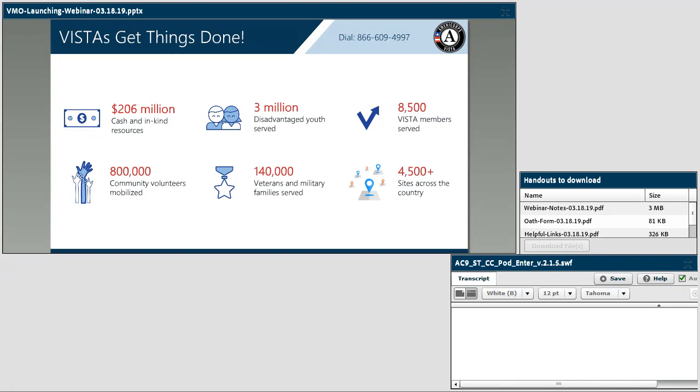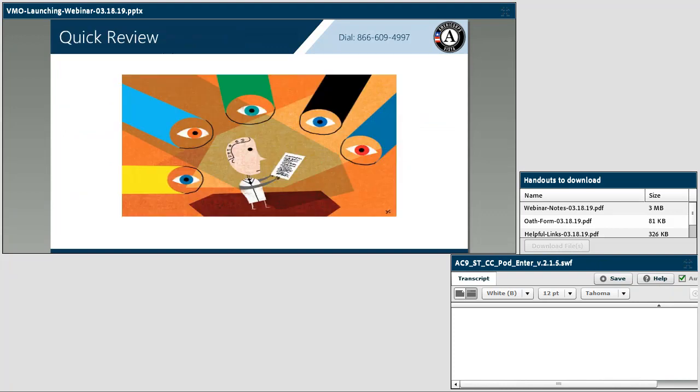Likewise, programs supported by VISTA members served some 140,000 veterans and military families. And in a single year, about 8,500 VISTA members built the capacity of more than 4,500 nonprofit and public agencies. About 70% of VISTAs serve in their own hometown. And since 1965, more than 220,000 VISTAs have served. So again, these are just some of the remarkable impacts that VISTA members like you have made, are making, and will make.